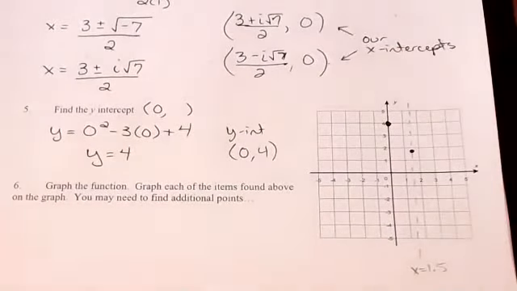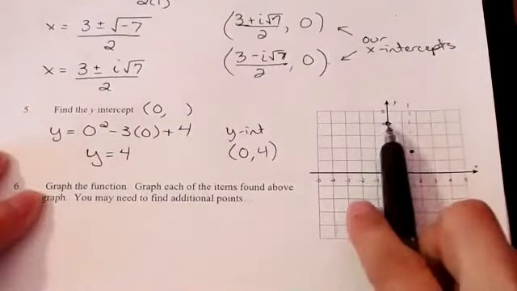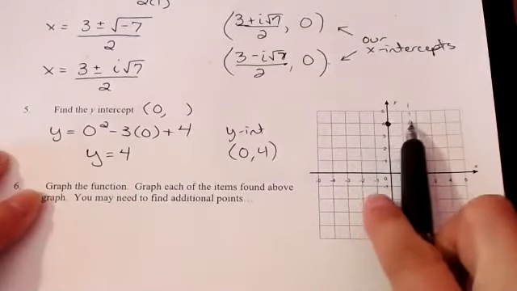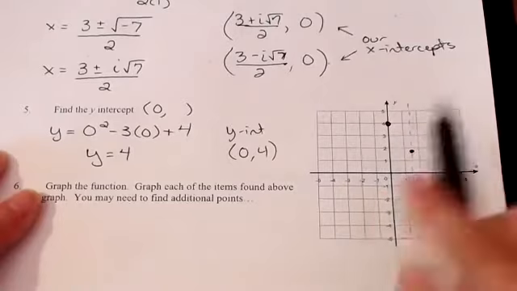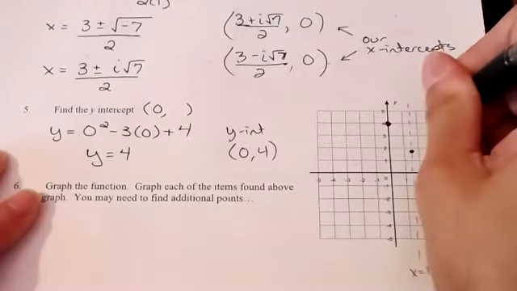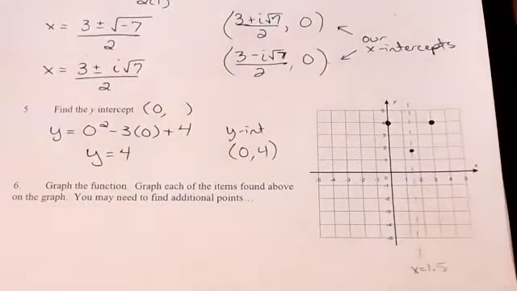Now think about how far we are from that line of symmetry. You want another point that's equidistant on the other side of the line of symmetry. So if you are 1.5 away from the line of symmetry, then we want to be 1.5 away on the other side. So this actually is very helpful because it gives us another point, which allows us to draw our U shape.